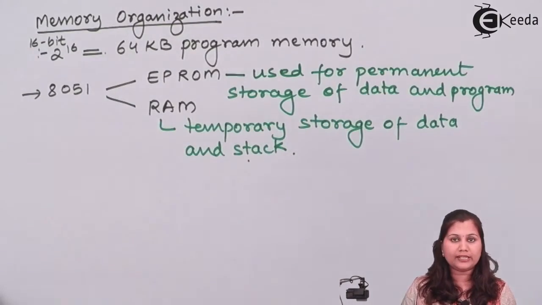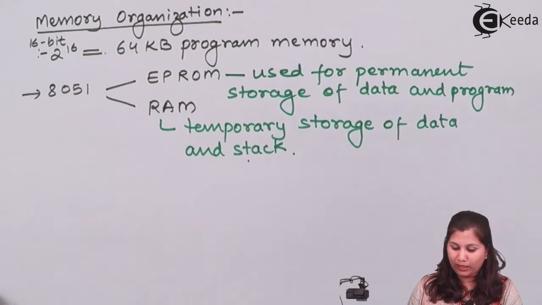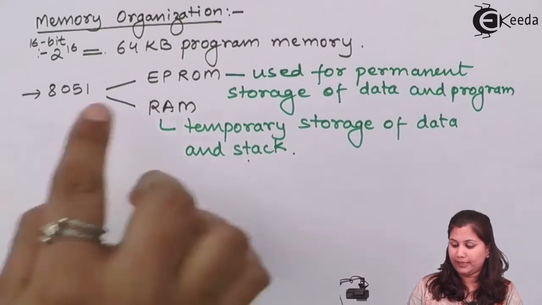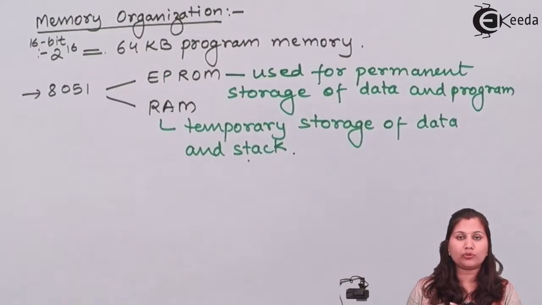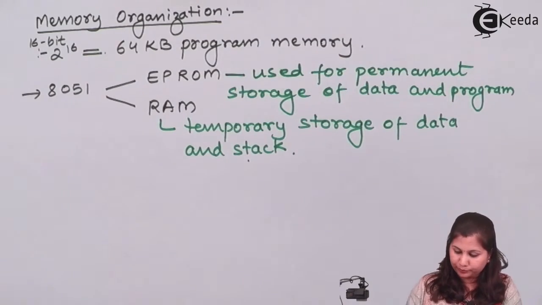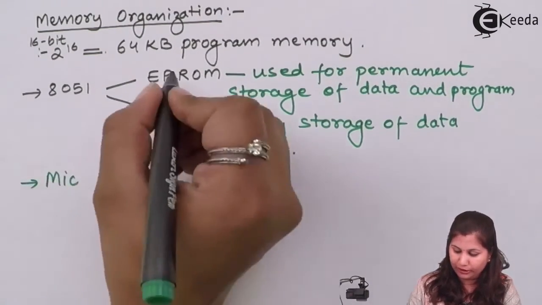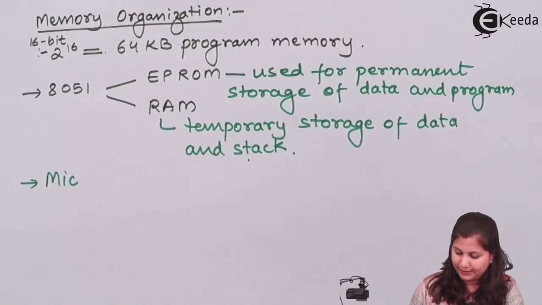Now in 8051, we have a signal which is called PSEN, that is program store enable. So this program store enable signal is used to read the data from the EPROM. Okay, whenever we want to read this data, we will make the PSEN signal low, because PSEN is an active low signal, so a microcontroller can read the data from the EPROM using the PSEN signal.